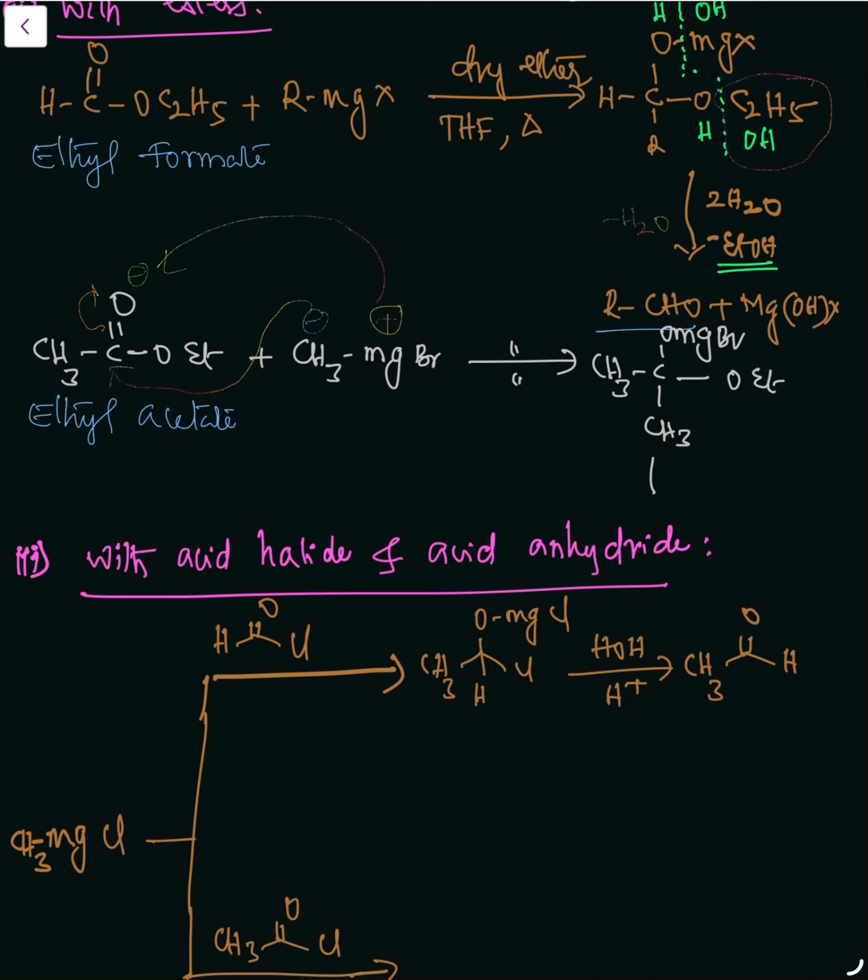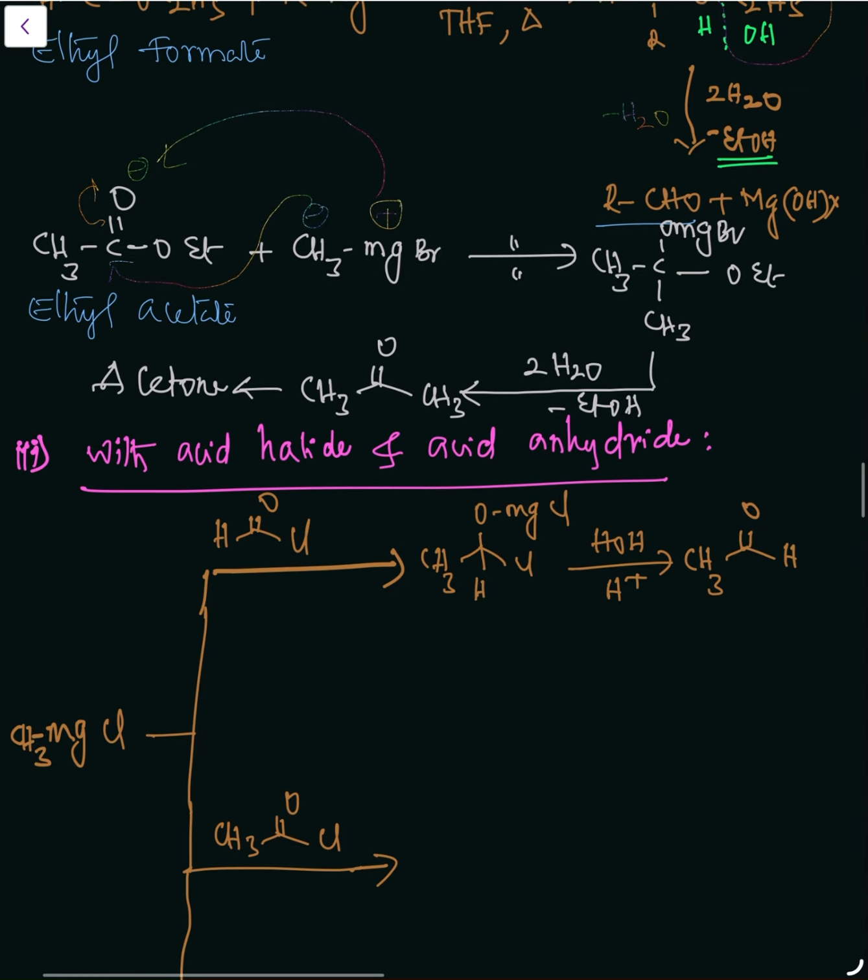Now this compound on hydrolysis, 2 moles of water are added, removal of EtOH takes place, minus EtOH. Then the compound formed is what? Acetone, CH3 C double bond O CH3, right? This is acetone.